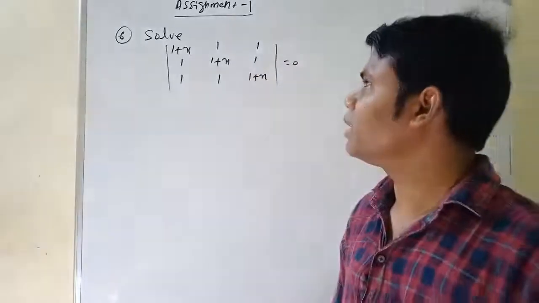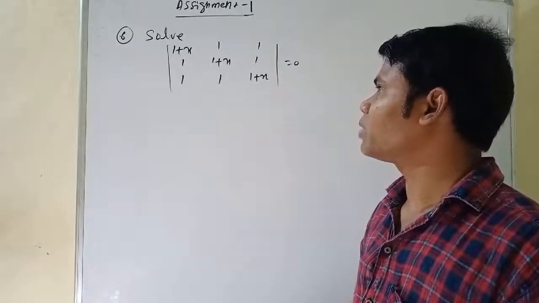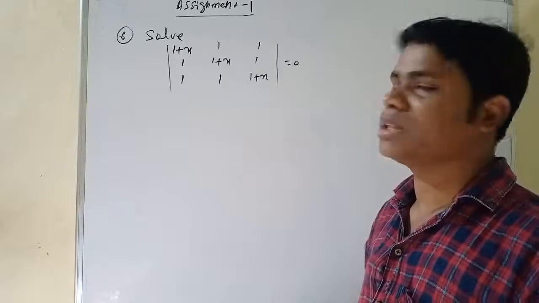The question is given: solve the determinant with rows 1 plus x, 1, 1; 1, 1 plus x, 1; 1, 1, 1 plus x, is equal to 0.